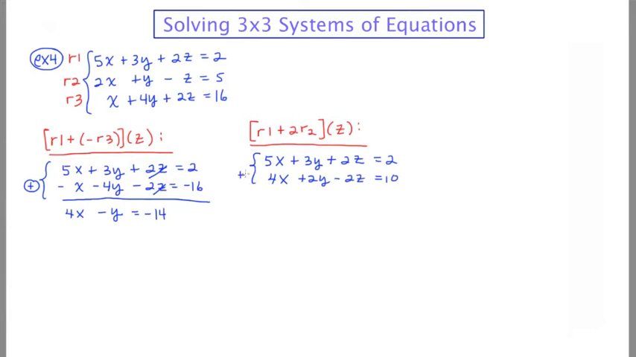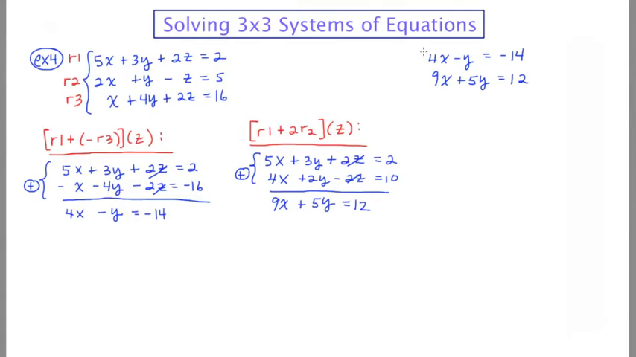And let's get that set up. I'm going to add those together. And now I'm going to have a net of 9x plus 5y. The z's are eliminated, and that equals 12. So I could take these two results and stack them one on top of the other. So in one case I've got 4x minus y is equal to negative 14. And in the other case I've got 9x plus 5y is equal to 12.